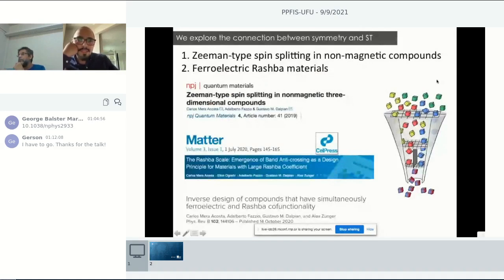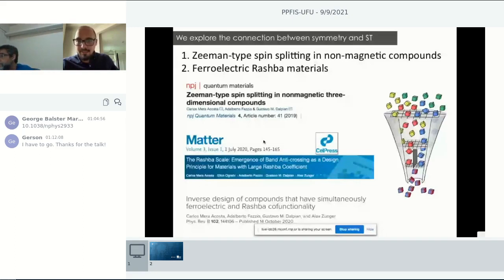For instance, as you can see here, we have this Zeeman-type spin splitting. I'm going to discuss very briefly what the meaning of this is. We also have this nice paper on the Rashba scale. This means what determines a large spin splitting, and second, the possibility to control the spin polarization using an external electric field. This means essentially when we have ferroelectricity and Rashba effect in the same compound.